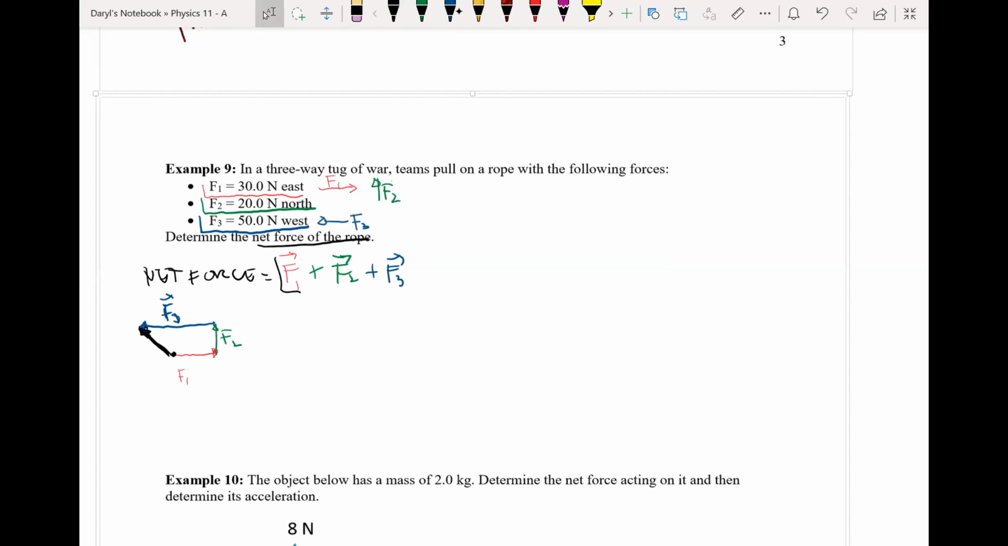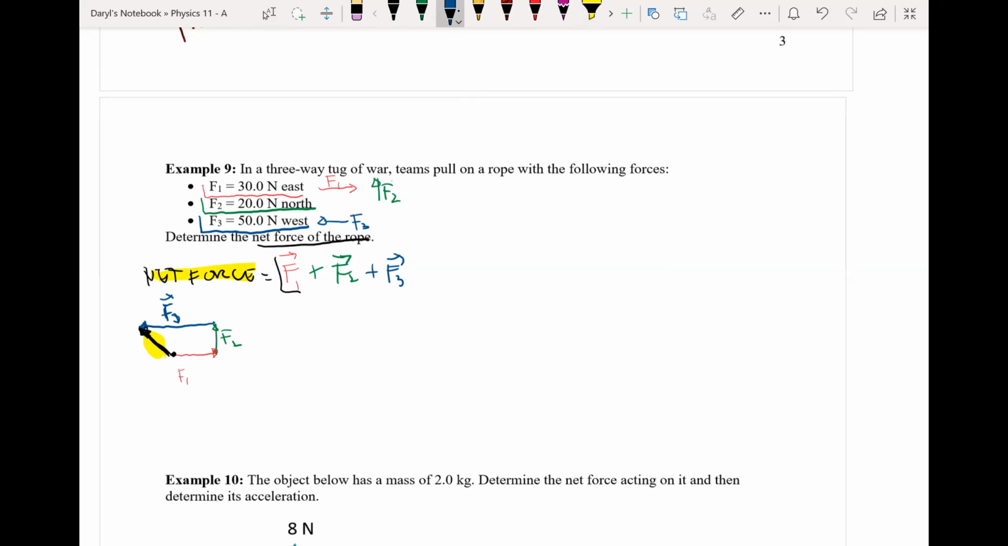Okay. That should be my net force. And again, this is my net force. This represents my net force. So graphically, I can represent that my net force is lying on the second quadrant, okay?